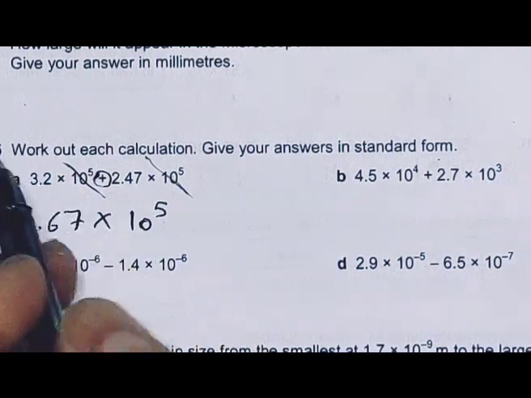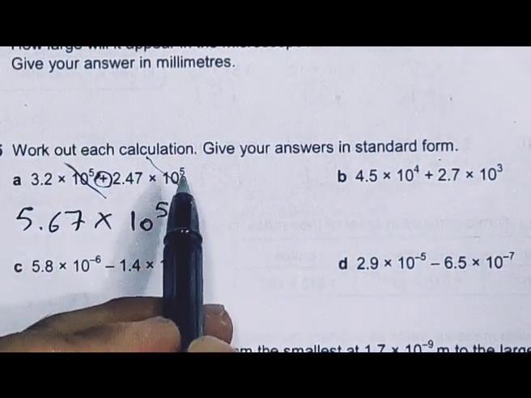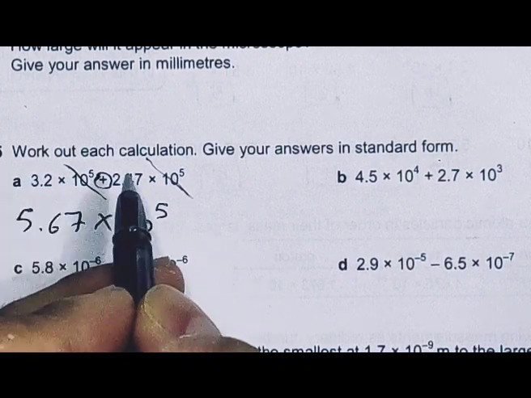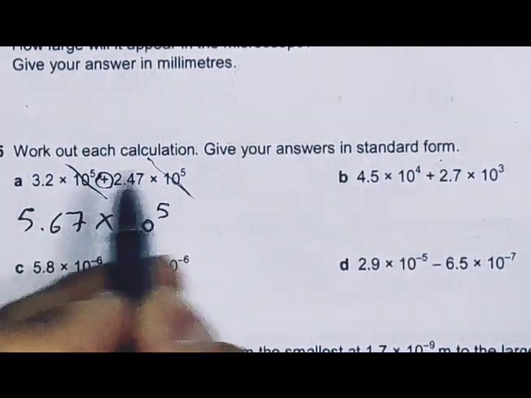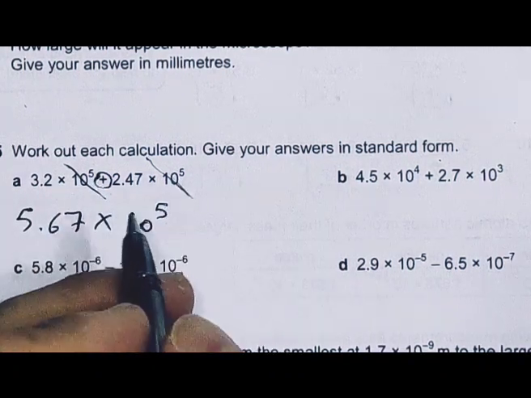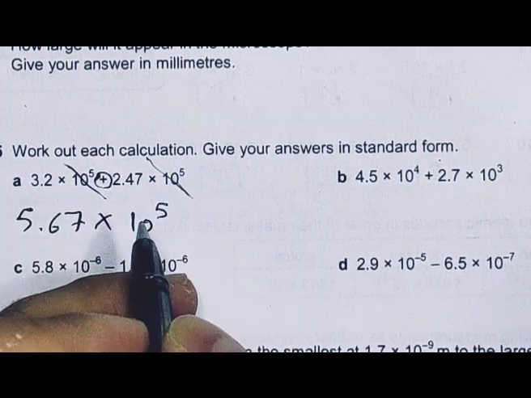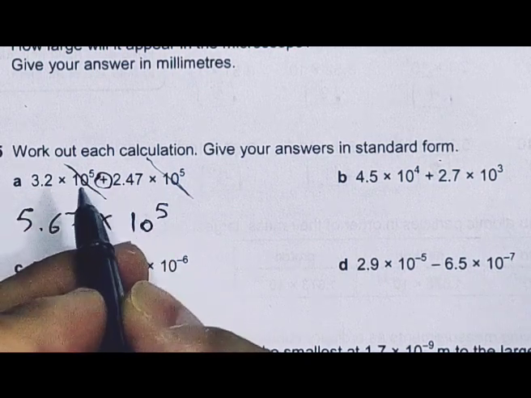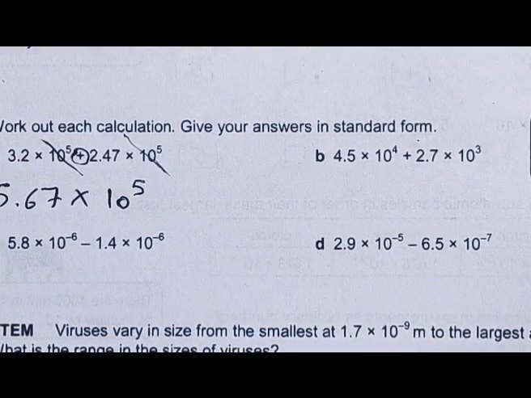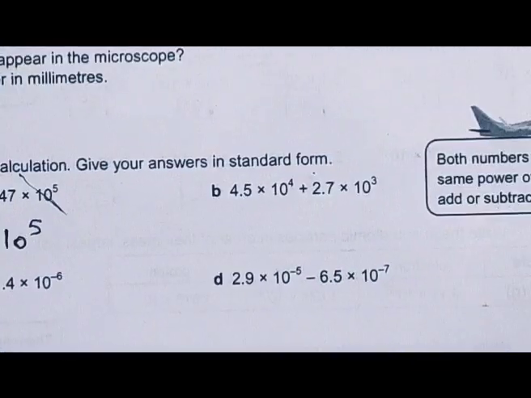So as we said, if you have the same power over the 10, it means you can use it in the answer and then add the other numbers and put it here. That's the idea of adding standard forms. If you have the same powers, it's easy. You just take the 10 with the power, and add the other numbers. Now, let's take a look at addition with different powers.